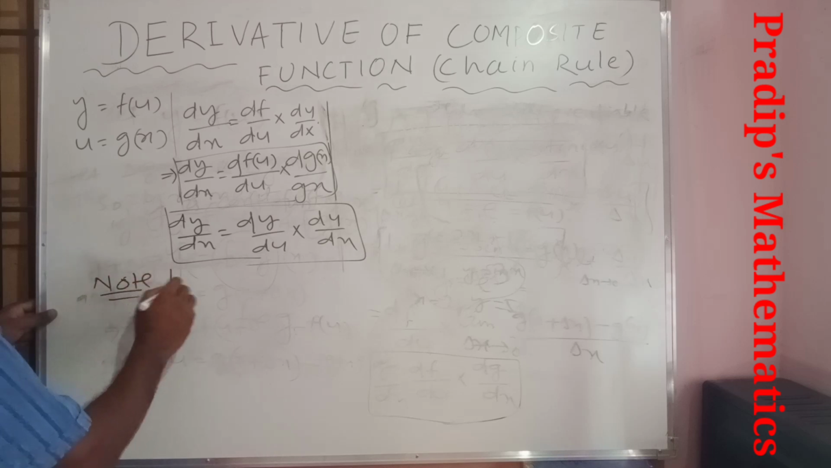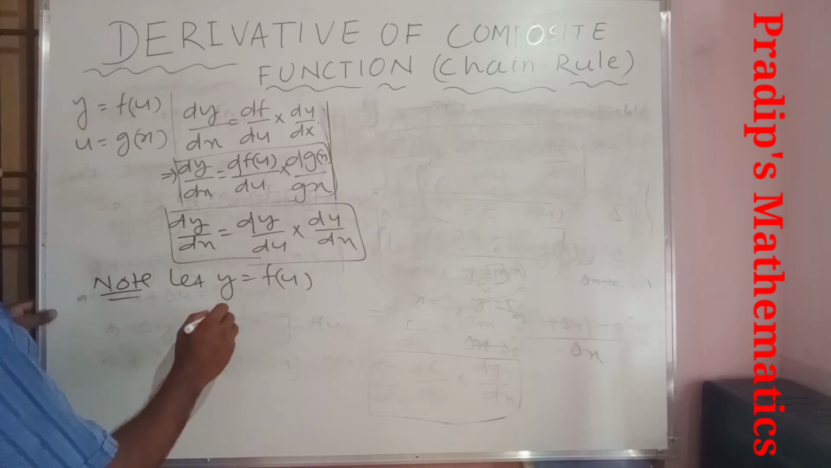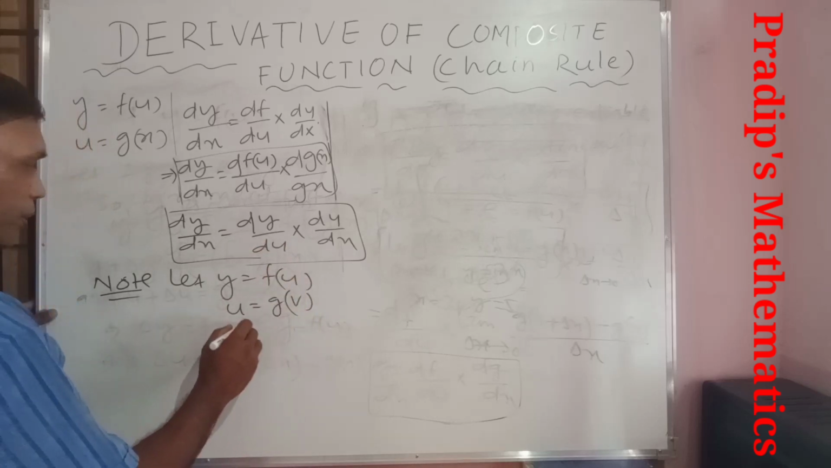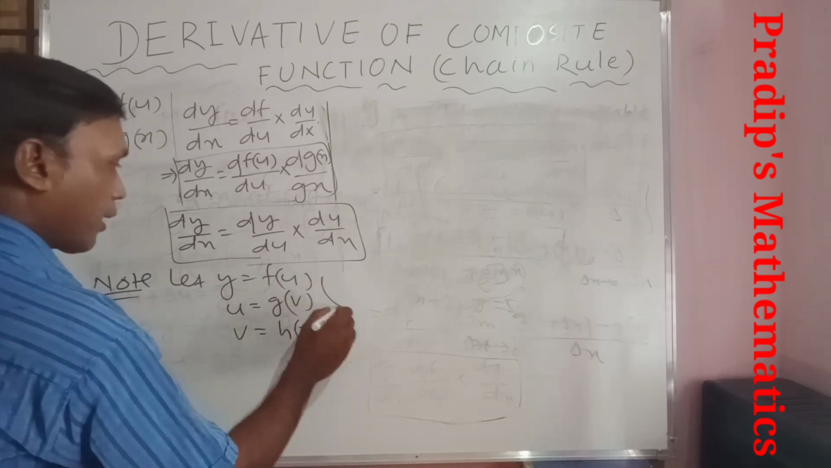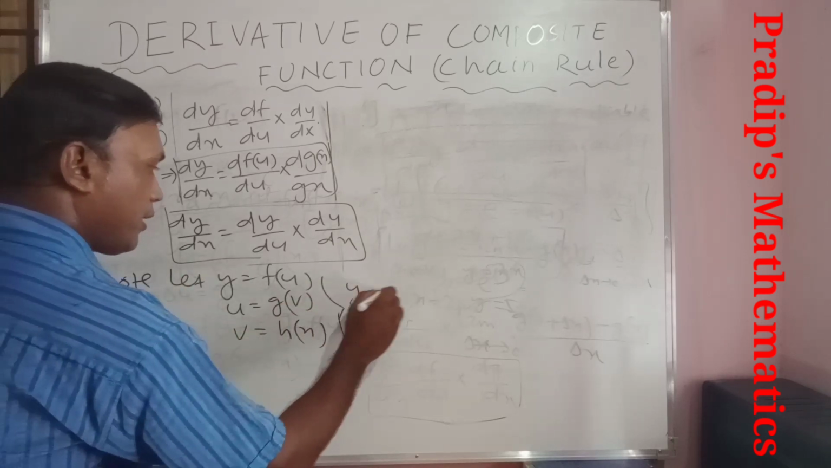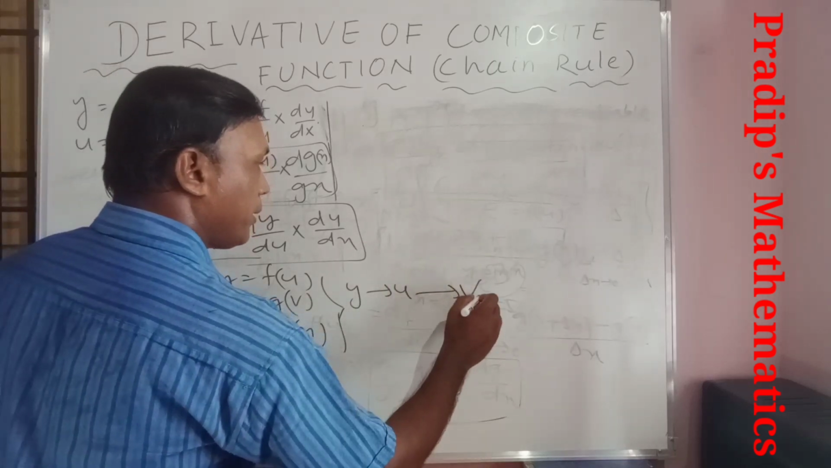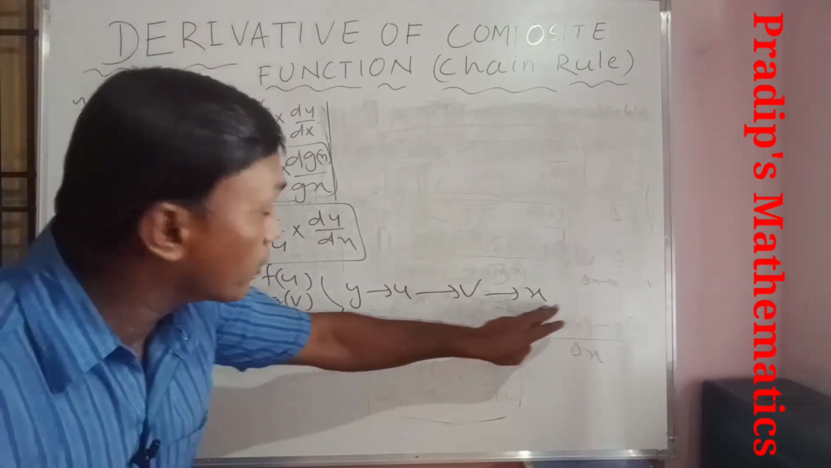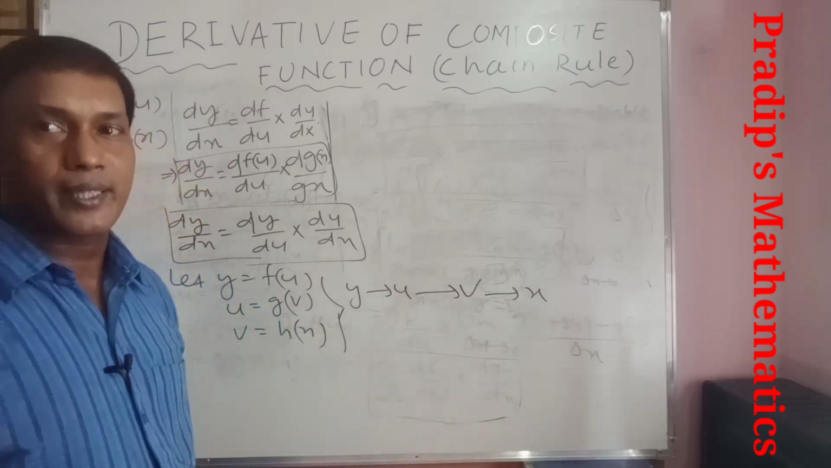Look at here, let y is function of u and u is function of v, v is function of x. Look at here, what happens, y is function of u is function of v, and v is function of x. No doubt y is function of x. Y can be differentiated with respect to x.